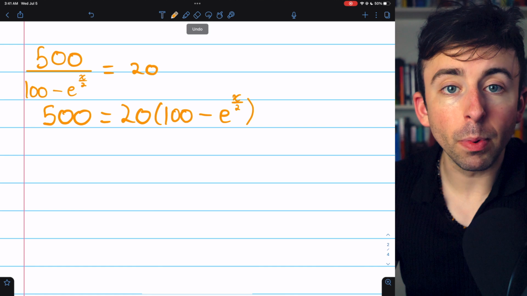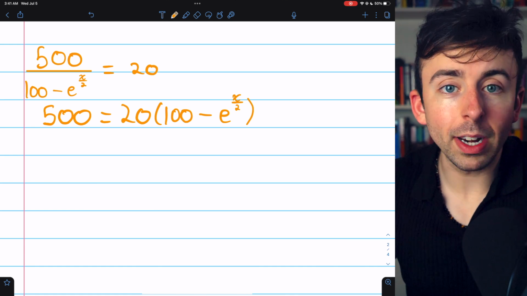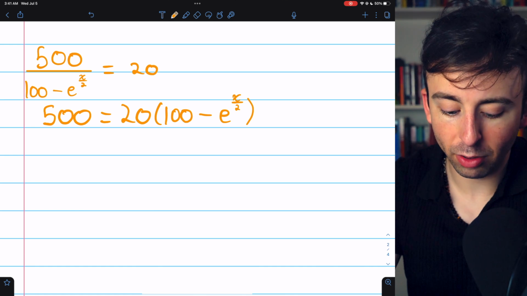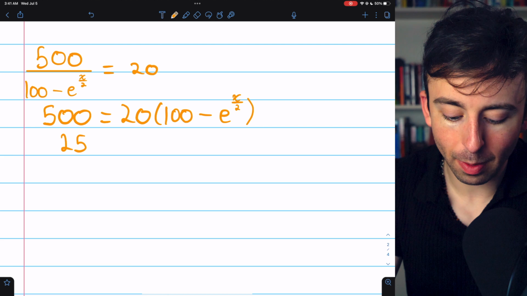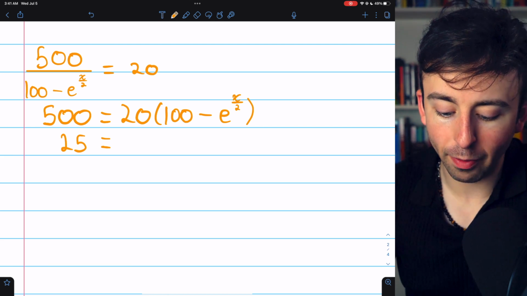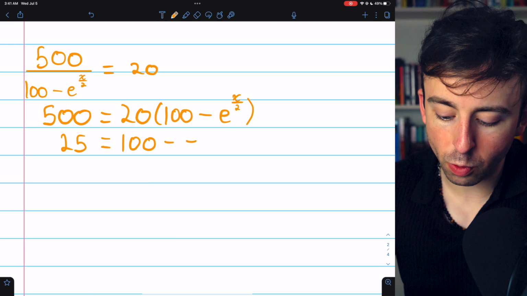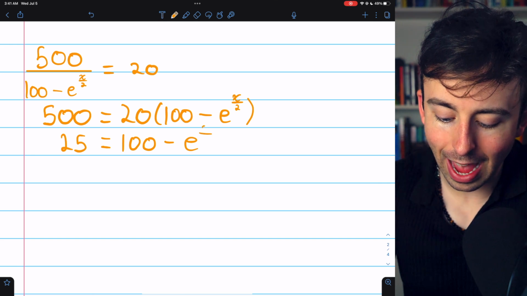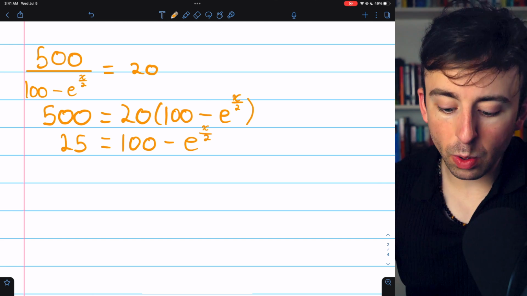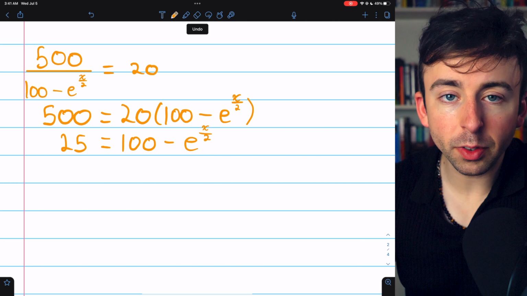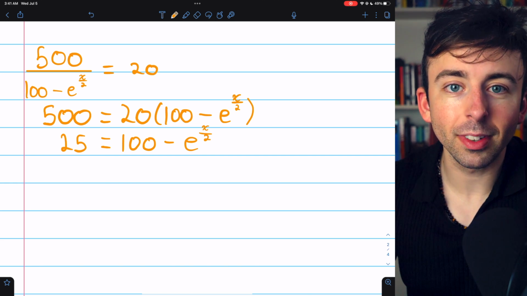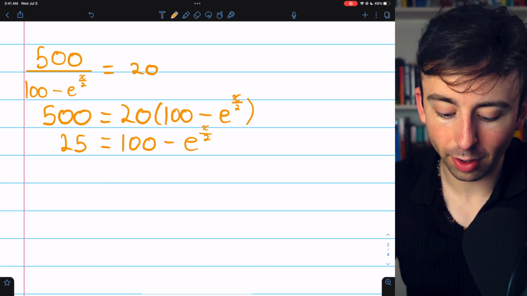Then we can divide both sides by 20. 20 goes into 100 5 times, so it goes into 500 25 times. So the left side is 25. And since we divided everything by 20, on the right, we just have 100 minus e to the x over 2. Now we want to get the exponential by itself so that we can just take a log of both sides to almost finish solving.